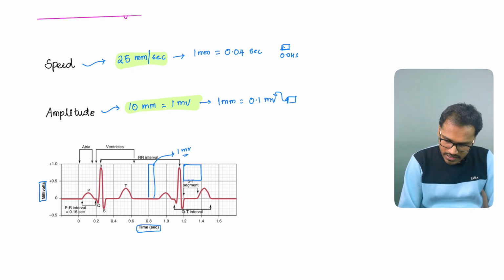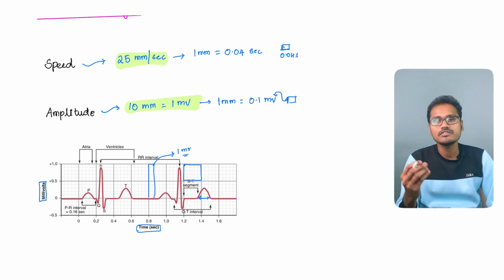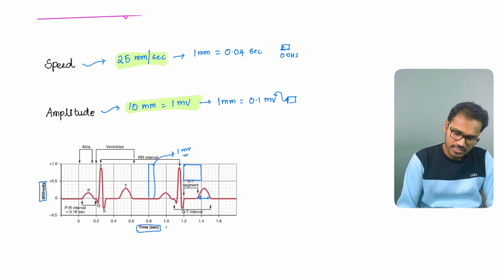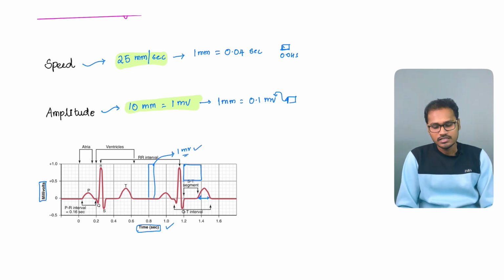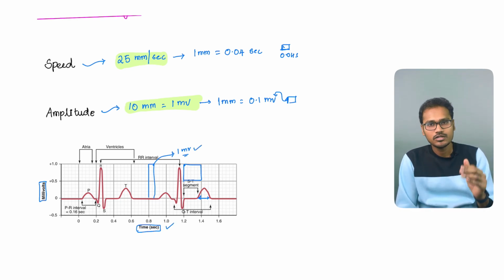Now coming to the individual waves. If an individual wave is spanning across a particular number of boxes, then it will be easier for us to calculate the duration of the wave as well as the amplitude. So that is the advantage of knowing this setting, that is the time and the millivolt. Sometimes we might have to change it. I will tell you the conditions of that. So whenever you pick an ECG, there are a few things you have to look upon.